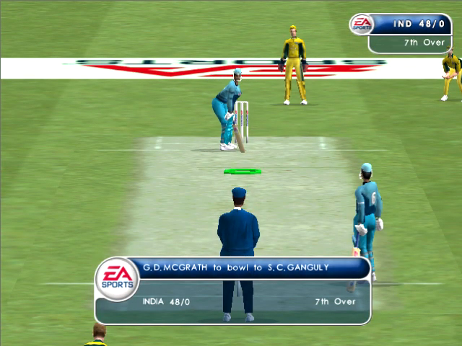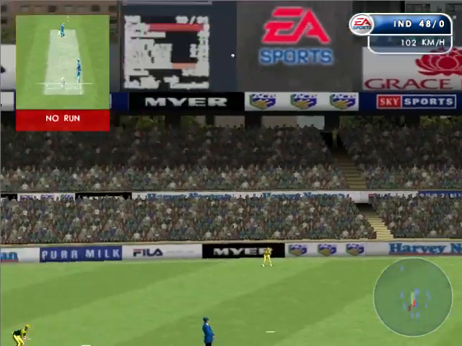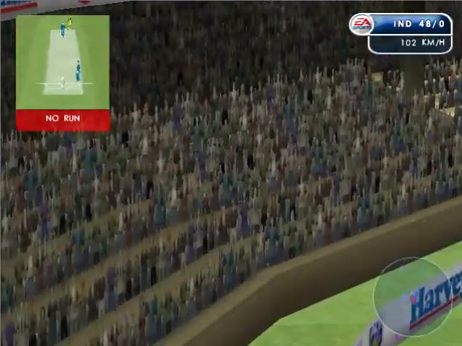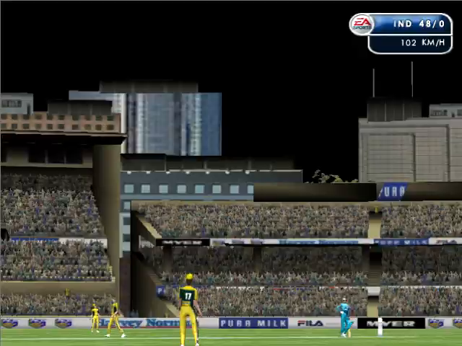44 overs are left for India. That wasn't a very good over at all. Far too expensive. McGrath to begin a new over. The required run rate is around 6 and over. There it goes. The bowler won't like that one little bit.